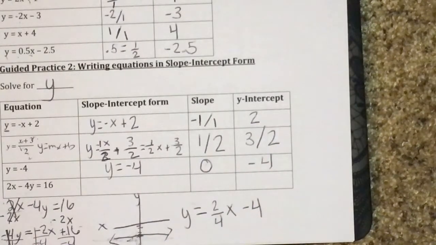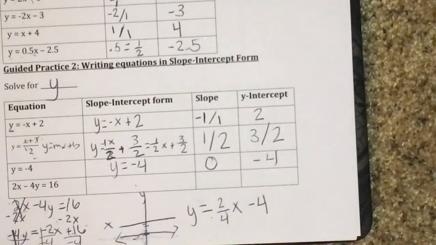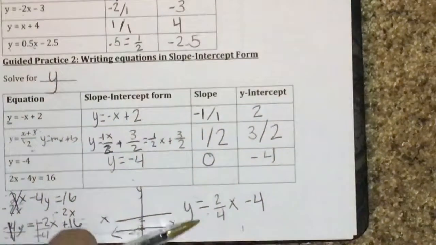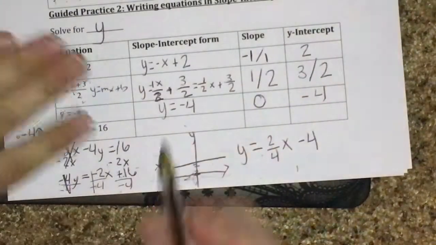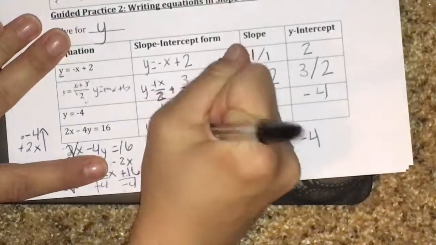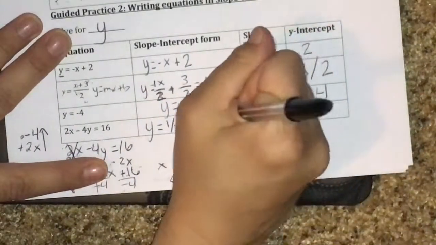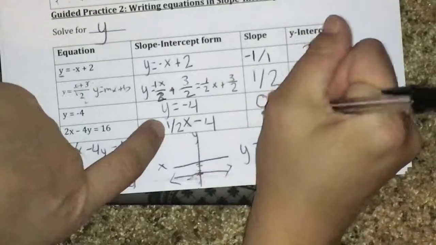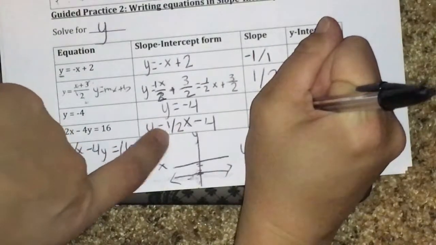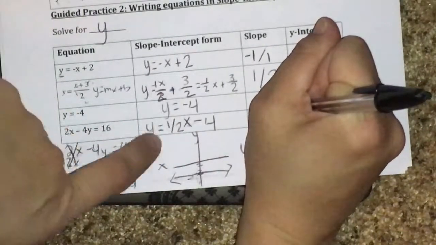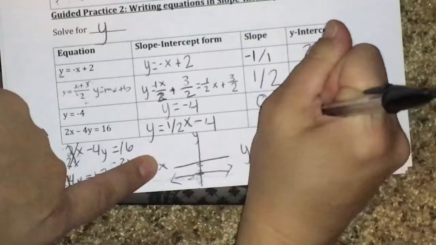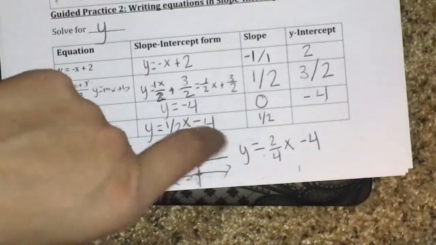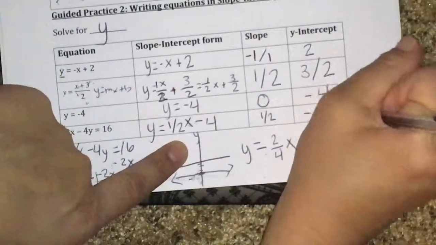I can simplify this just a little bit more, and I'm going to put it up here. 2/4. If we can simplify a fraction, I always want you to simplify the fraction. 2/4 is the same thing as 1/2. So we have y is equal to 1/2 x minus 4. So my slope in this case is the m value, the value in front of the x. Remember, it's y equals mx plus b, is 1/2. And where it crosses the y-axis is -4.